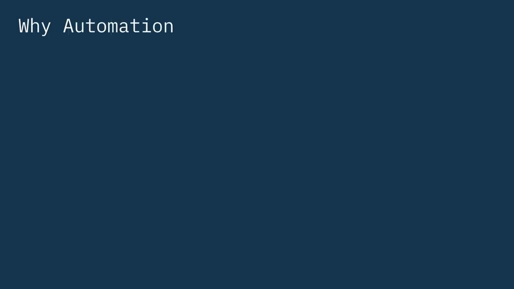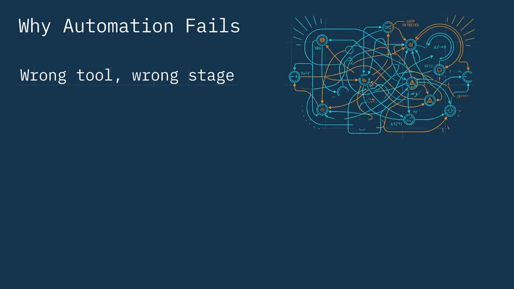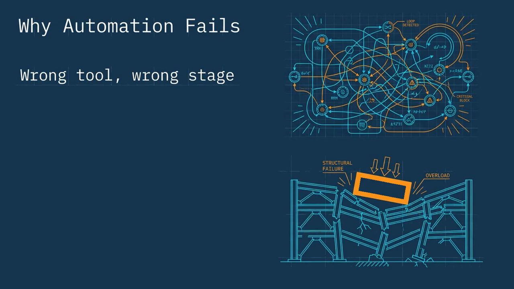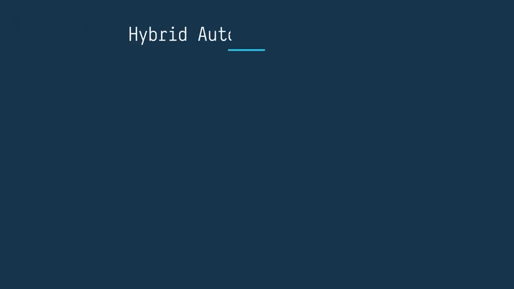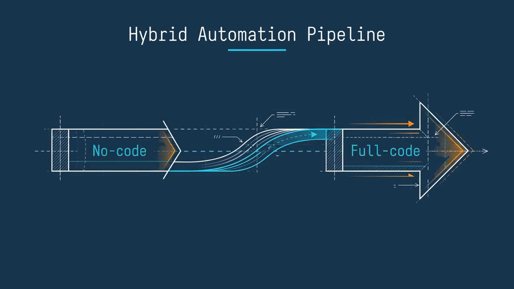Most automation stacks don't fail because of bad tools. They fail because the wrong tool was chosen at the wrong stage of complexity. If you've inherited a Zapier workflow nobody can debug or watched a Make scenario collapse under production load, this blueprint is for you. Today, we're architecting a hybrid automation pipeline that stays maintainable as your business logic grows, a no-code to full-code automation stack with a reusable decision framework for every stage.